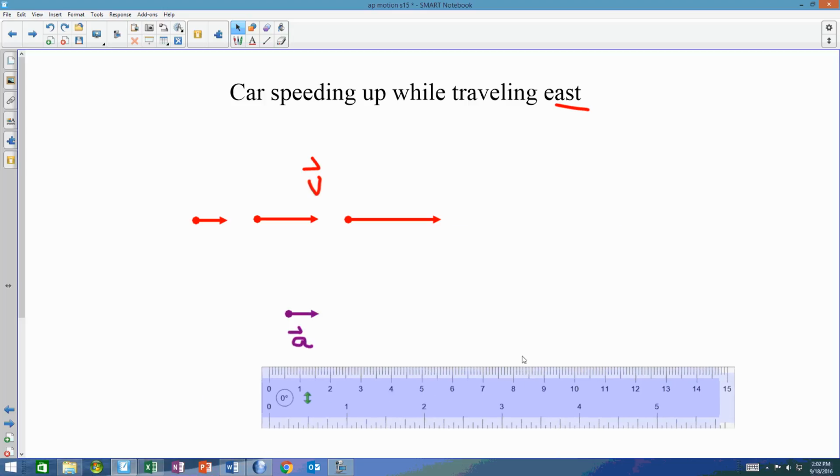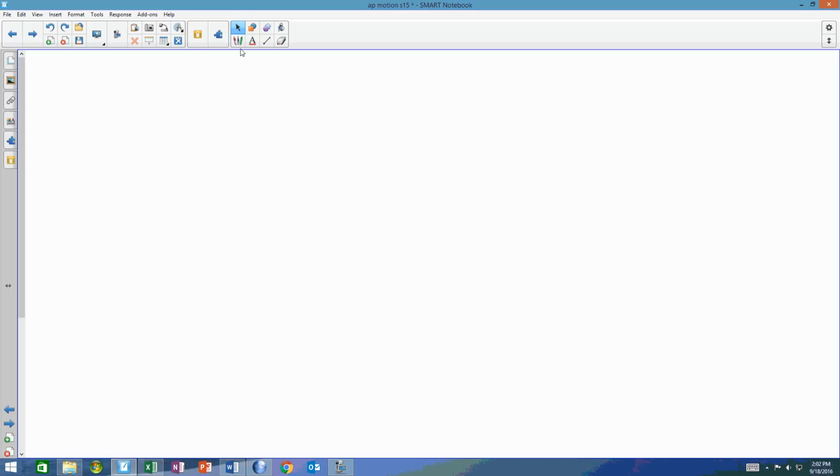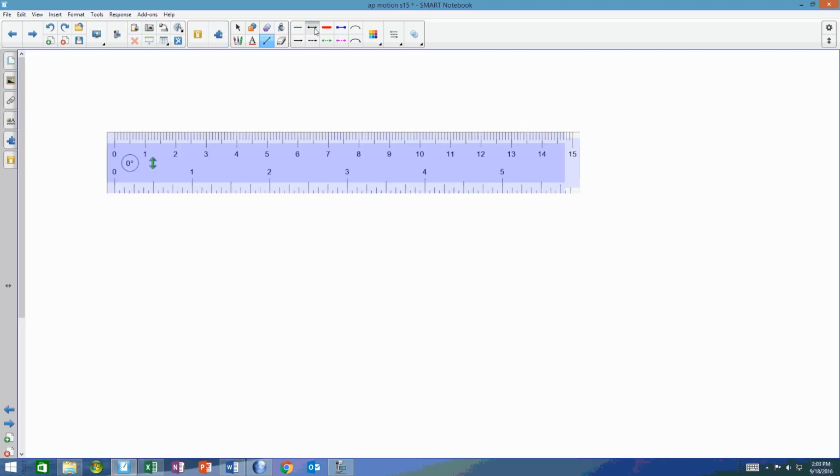Now, what would it be if I were traveling at a constant velocity? Okay, so let's go ahead and add one. What if I'm going at a constant velocity? Okay, so the first thing I'm going to do is get my ruler. Okay, and now what I'm going to do is draw my velocity vectors, and I'm going to make them 2 centimeters long. Notice that they're the same length for each time interval. Okay, label that V.